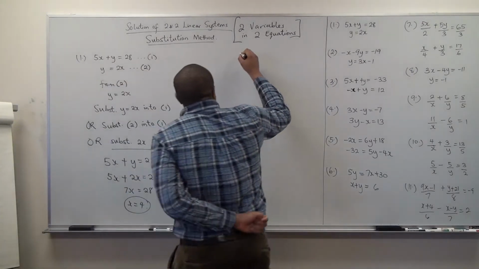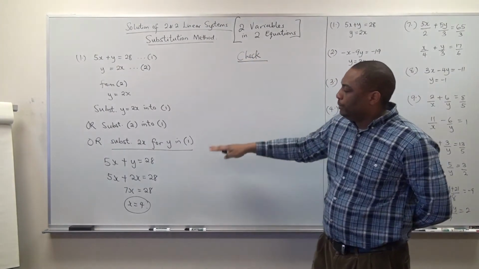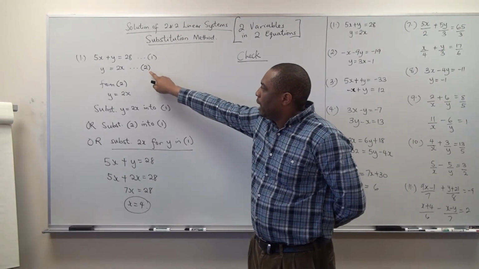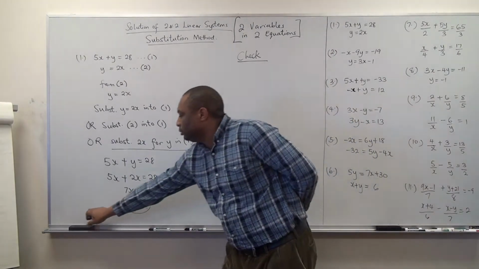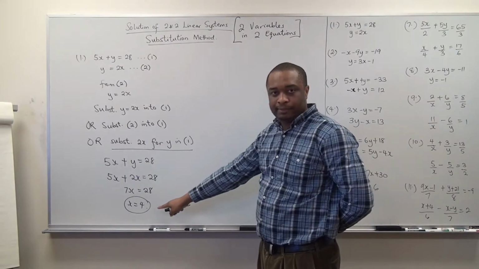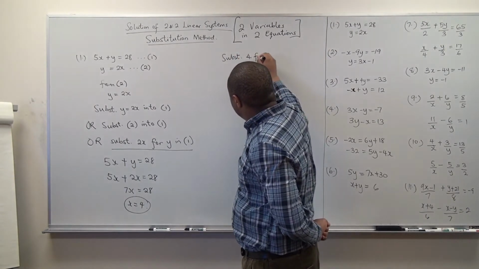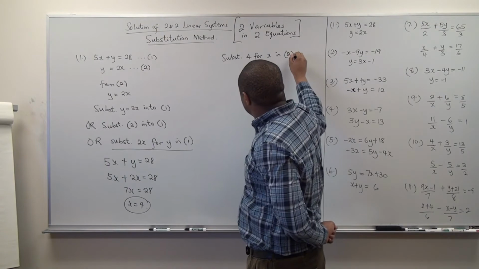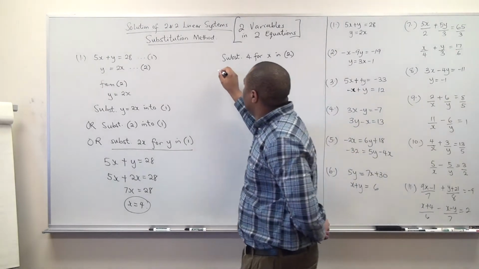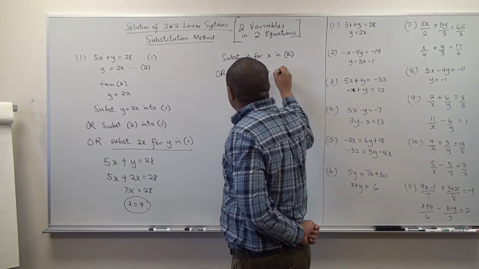So now the next thing we do is that we want to check our work, because we want to make sure that this solution is the same for both equation 1 and equation 2. But before we actually check, we have found x to be equal to 4. Now let's go ahead and find y. So what we can do here is we write substitute 4 for x in equation 2. Or you can say substitute x equal to 4 in equation 2.